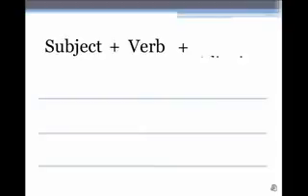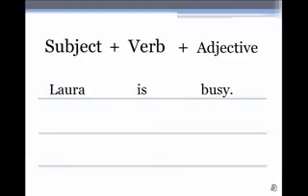Third, there is subject plus verb plus adjective. Remember, the way to use English adjectives is very different than in Chinese. For example, we have the sentence, Laura is busy. Laura is the subject, is is the verb, and busy is the adjective.